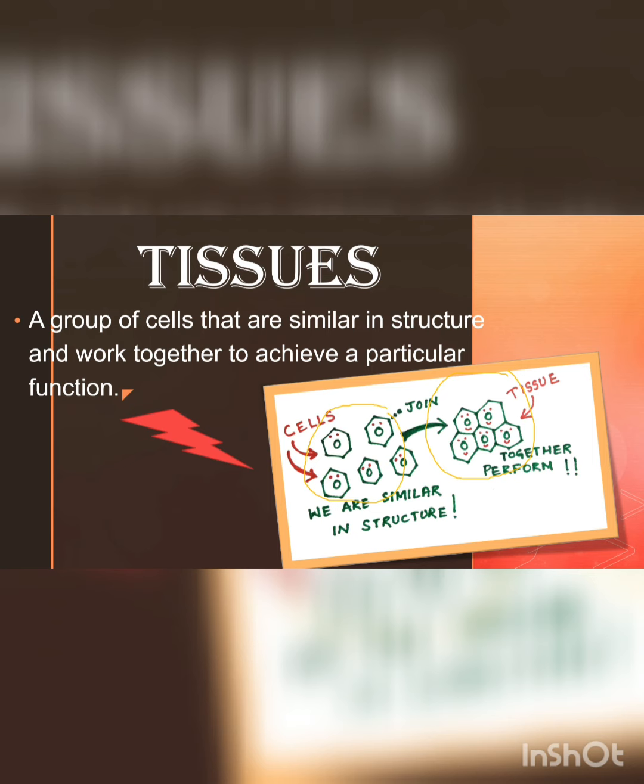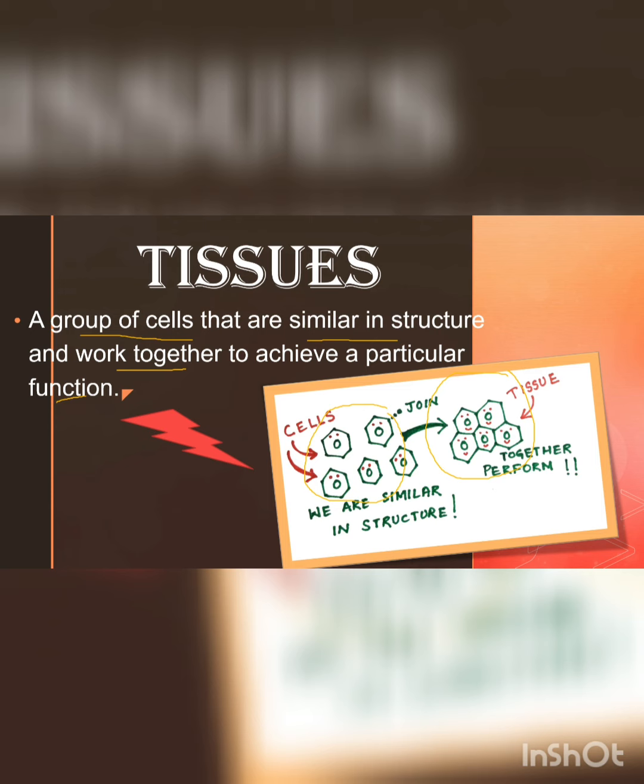Okay, so what is the definition? They are the group of cells which are similar in structure and work together to perform a particular function. So for example, you take your skin cells. They all look alike and they combine together or join together to form tissue, that is epithelial tissue, and help in performing a particular function.